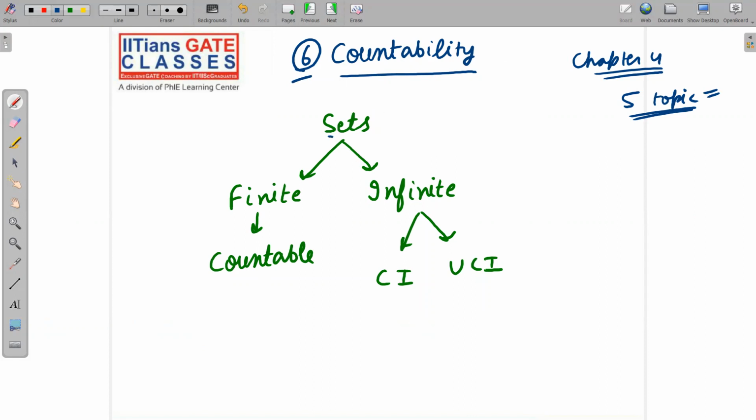You already know sets are of two types, finite and infinite. If a set is finite, then it will always be countable. And if a set is infinite, then it can be countably infinite or uncountably infinite. Please try to note it down, and I'm jumping to the next slide.